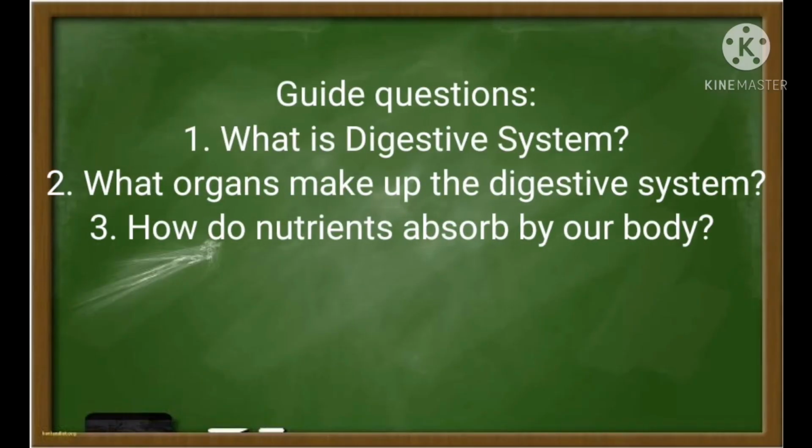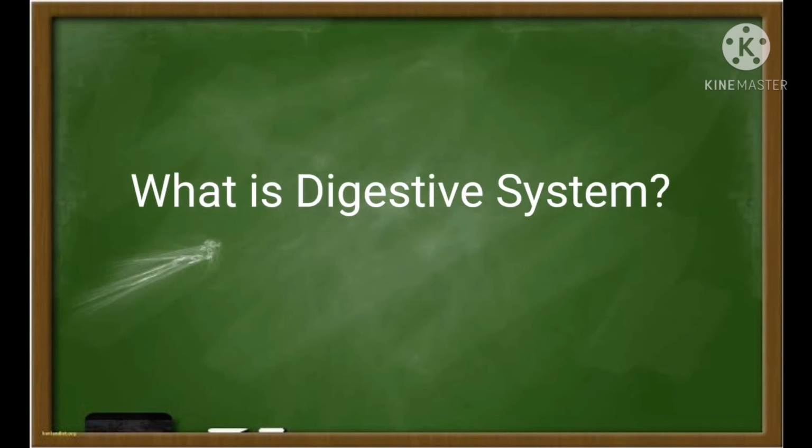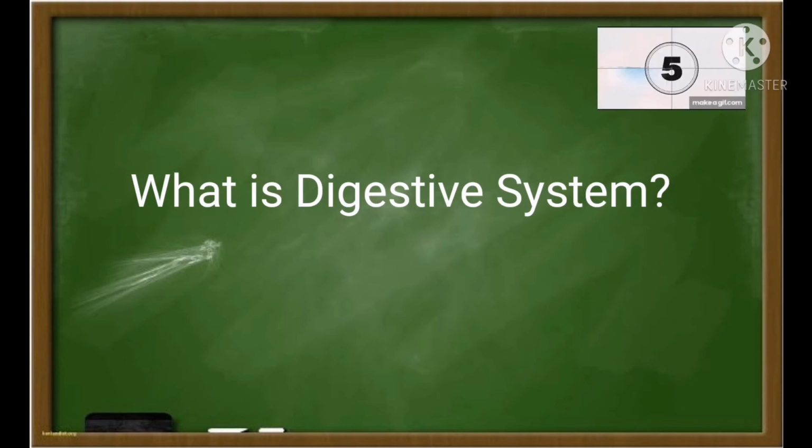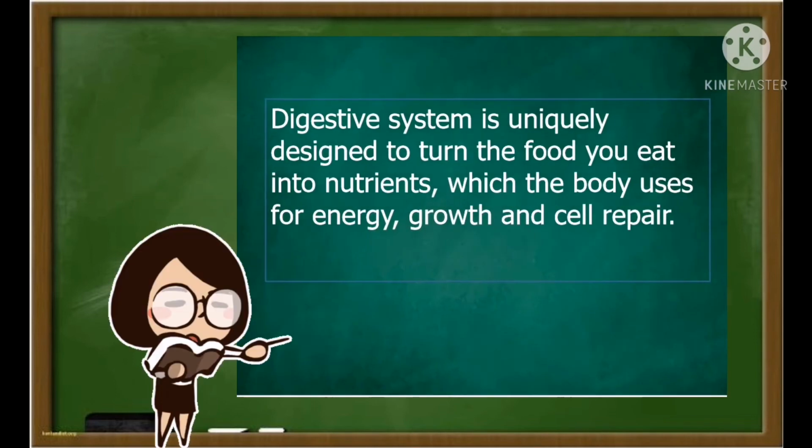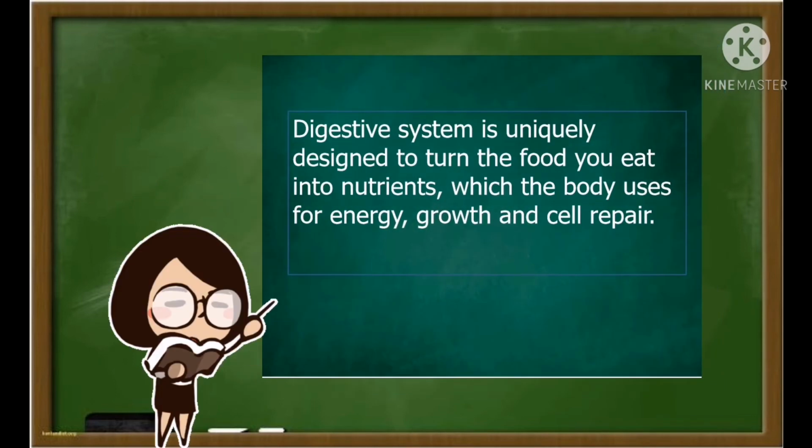So now, let's answer the following questions. 1. What is the digestive system? The digestive system is uniquely designed to turn the food you eat into nutrients which the body uses for energy, growth, and cell repair.